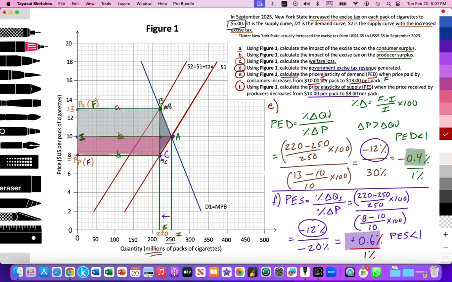And that's it. So that was a practice question. We're given a model. We've calculated the changes to consumer and producer surplus using the trapezium formula. We've identified and calculated the welfare loss and the government tax revenue generated. And we've also used the model to calculate PED and PES.